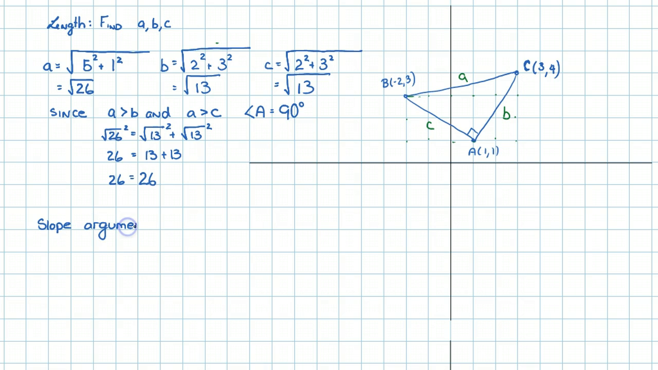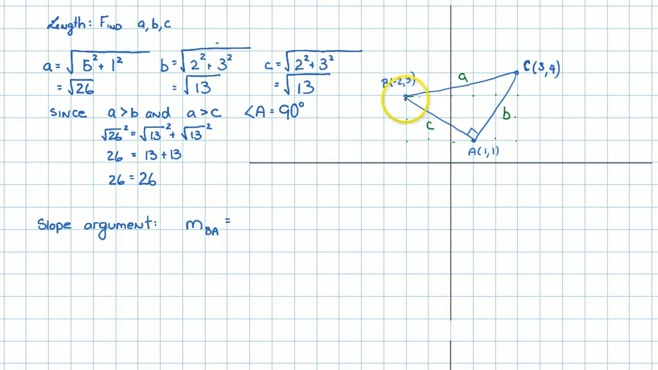And actually, in this question, we know it's 90 degrees. If we want to find the 90 degree angle, we could use a slope argument. So I've drawn my diagram, and based on the diagram, I would guess that angle A is 90 degrees. So what I'm going to do is find the slope of BA.